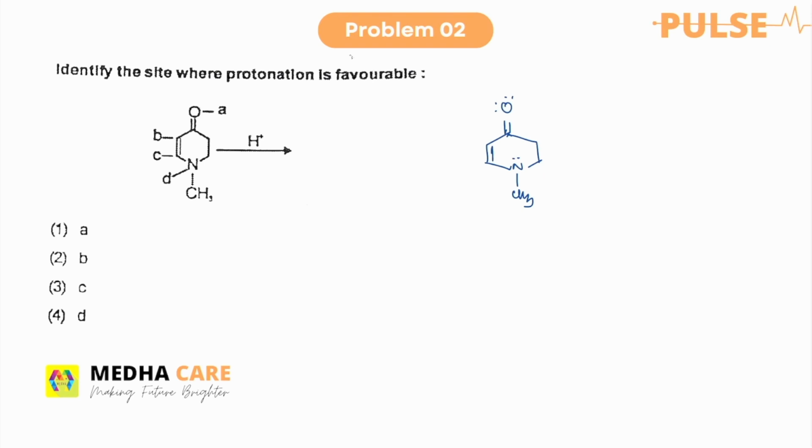But here the lone pair of nitrogen is taking part in conjugation, and that's why the lone pair will not be available for protonation. That's why the most basic site here where the protonation will occur is oxygen, where negative charge is actually forming. That's why the answer will be A in this case. So that is the answer. Okay.